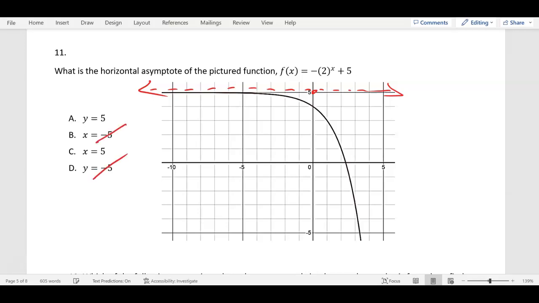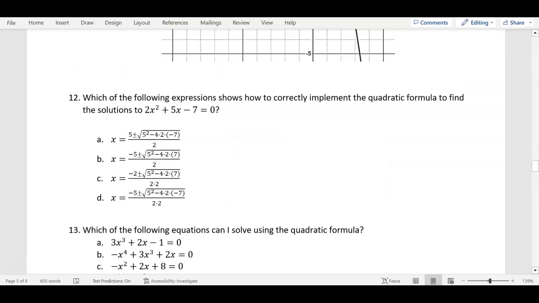Now, this is where people get confused. You see 5, you know it's probably got to be A or C. What axis is that line going through? Horizontally, it goes through this point, which is on the y-axis. Y equals 5. Cool.